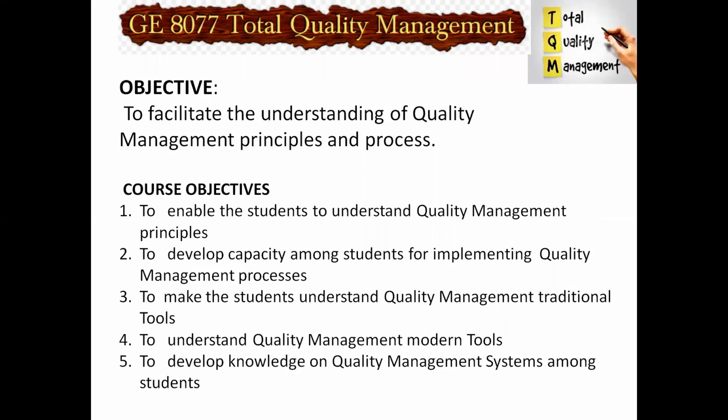To develop the capacity among the students for implementing the quality management process. How to achieve quality? What are the processes we are going to study? And to make the students understand the quality management traditional tools. What are the tools available to achieve quality? Traditional tools, and the modern management tools for achieving quality, and the total quality management system. For achieving quality, there must be some system or procedure, and everything available we are going to study.